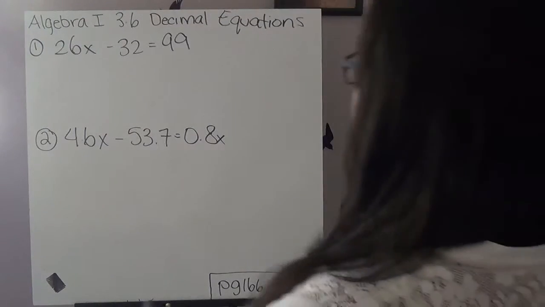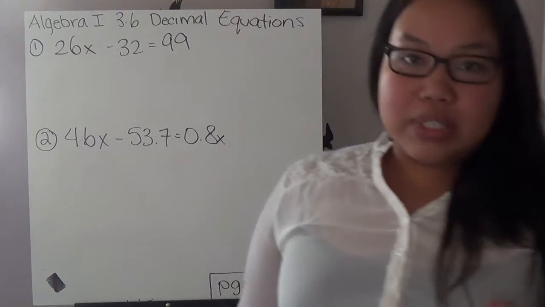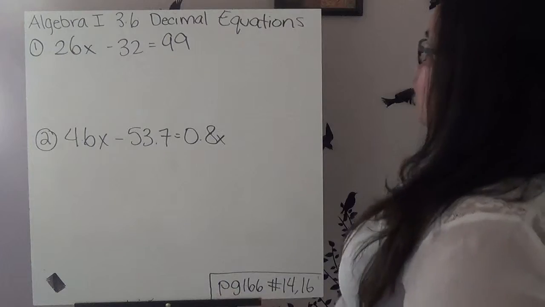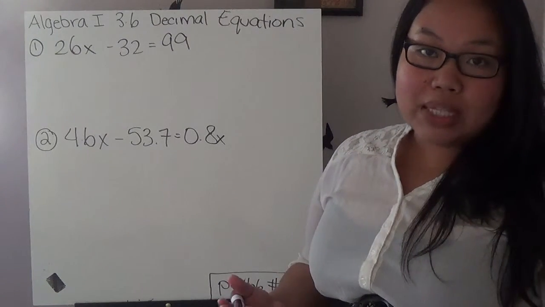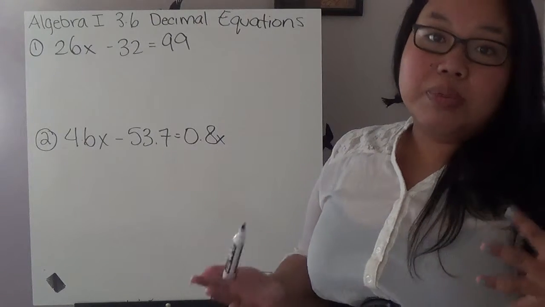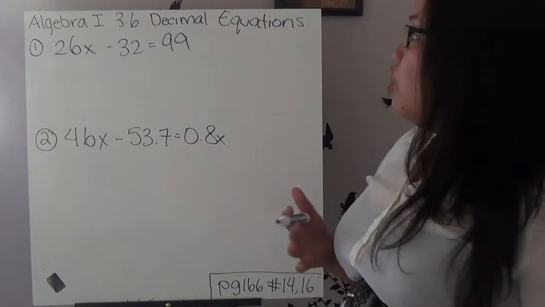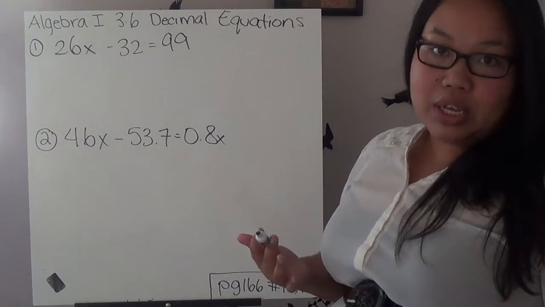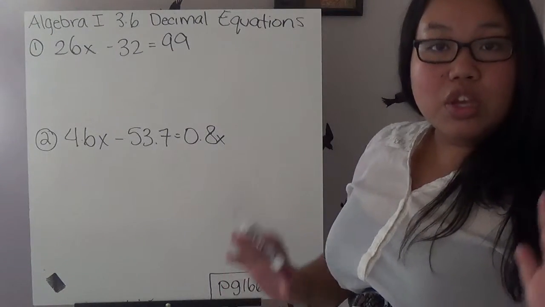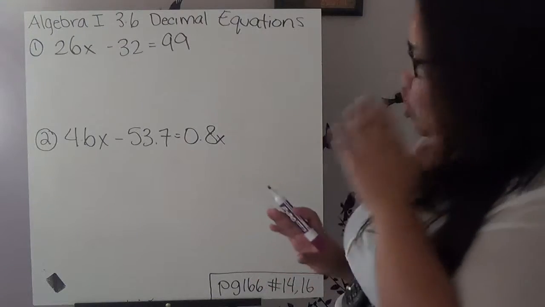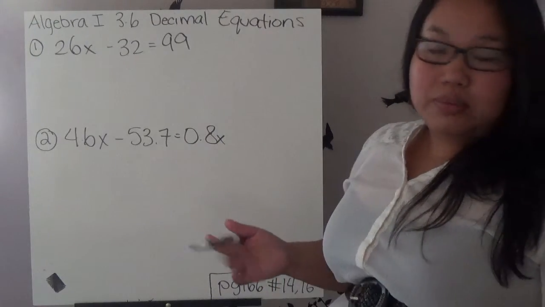In Algebra 1, Section 3.6, we're dealing with decimal equations. So we're dealing with basically all the things that you've been dealing with in past sections, but now our answers are going to be in decimal form, and we're going to see how we're going to deal with it. All the rules still apply from the prior sections, so nothing too new or drastic. It's just the answers are going to be in decimal.